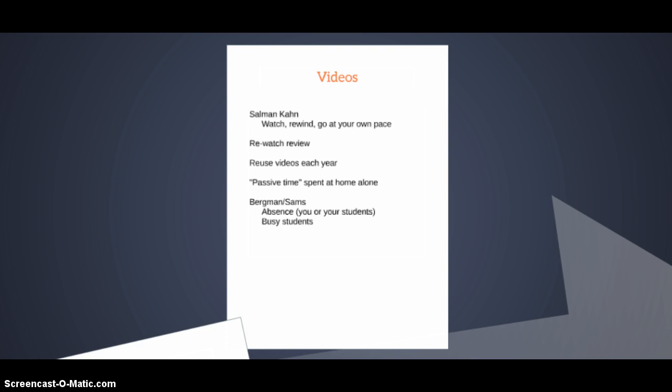Salman Khan, who's famous for the Khan Academy, said in his TED Talk that one of the important things about the video version of a lecture is that you can watch it, you can pause it, you can rewind it. Basically, the student can go at their own pace.